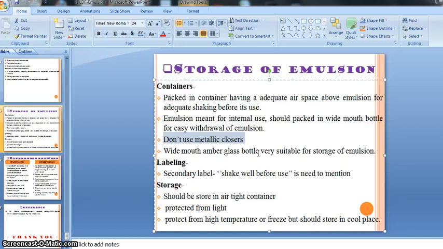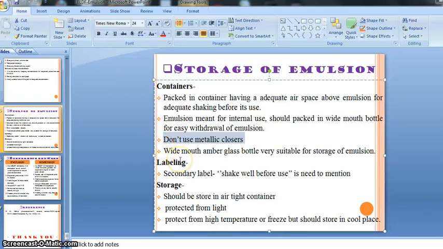We should avoid the use of metallic kinds of closures, right? Because if we accidentally or intentionally use a metallic kind of closure, there is a chance of a reaction occurring between our preparation and the closure, right? So due to this reason there is a recommendation not to use metallic kinds of closures, right?